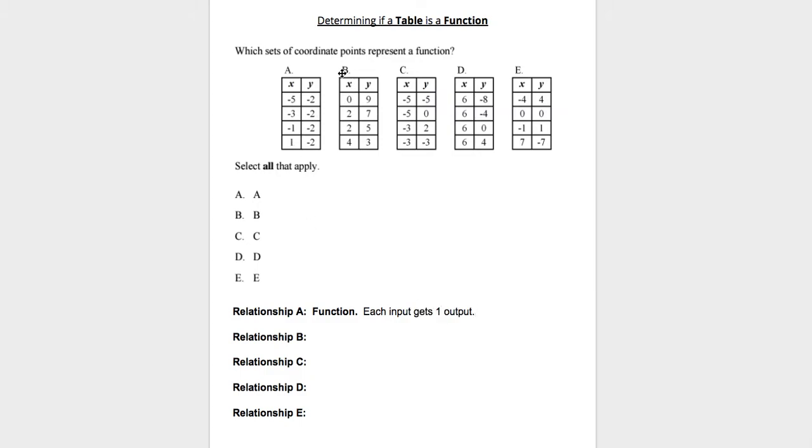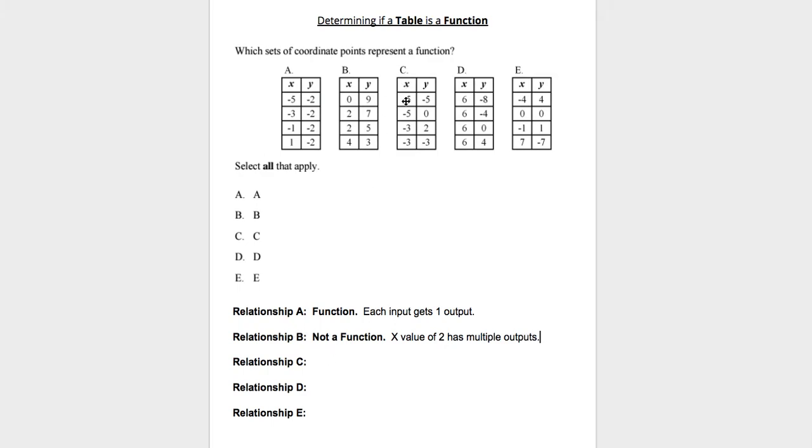If we look to relationship B, we see that the x value, or the input of 2, appears twice in the table, so when x is 2, we don't know if the y value will be 7 or 5. Because of that, relationship B is not a function. The x value of 2 has multiple outputs.